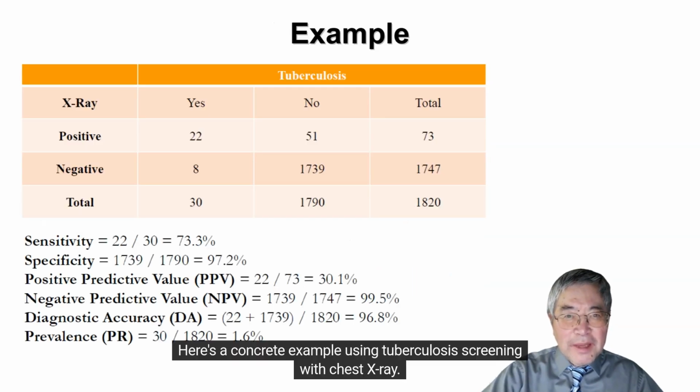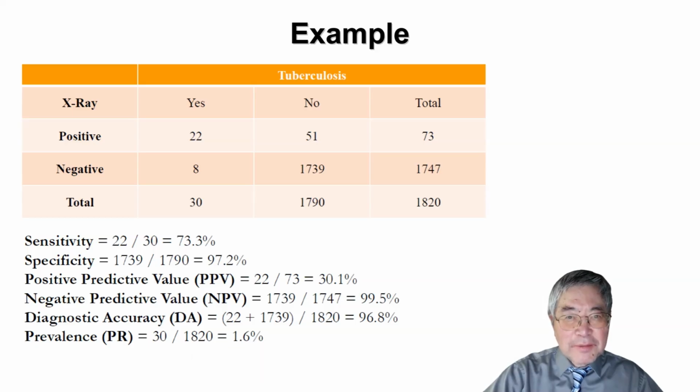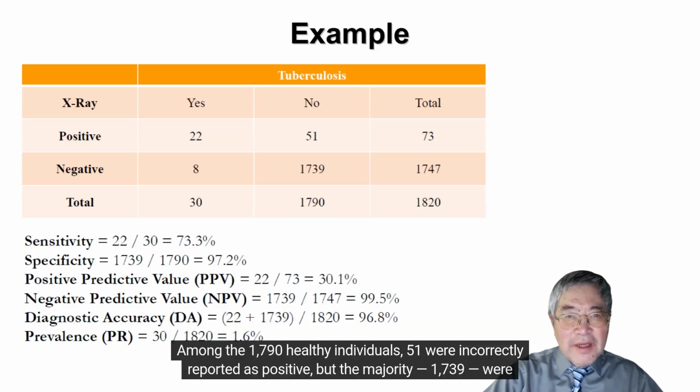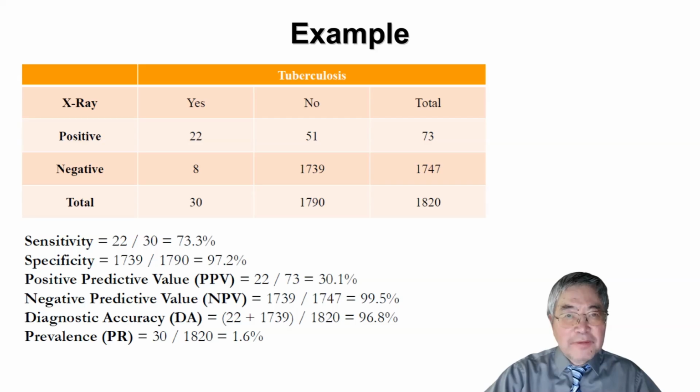Here's a concrete example using tuberculosis screening with chest X-ray. In this study, nearly 2,000 people were tested, but only 30 actually had tuberculosis. Let's break this down. Among the 30 true TB patients, 22 were correctly reported as positive, while 8 were missed. Among the 1,790 healthy individuals, 51 were incorrectly reported as positive, but the majority, 1,739, were correctly classified as negative.